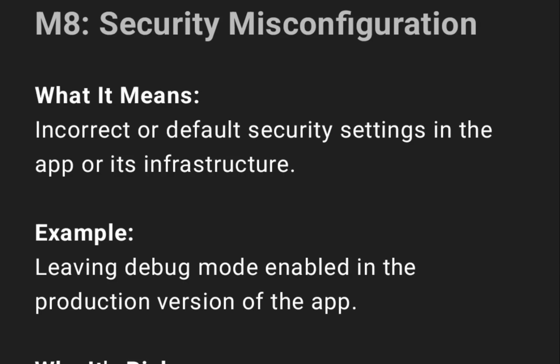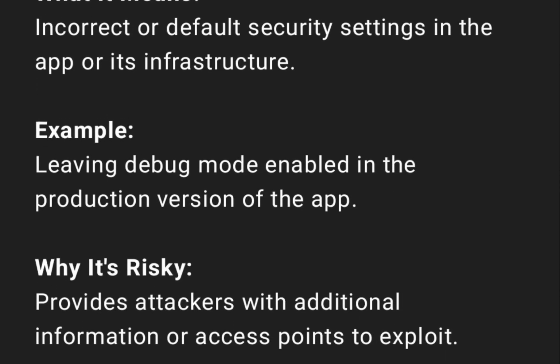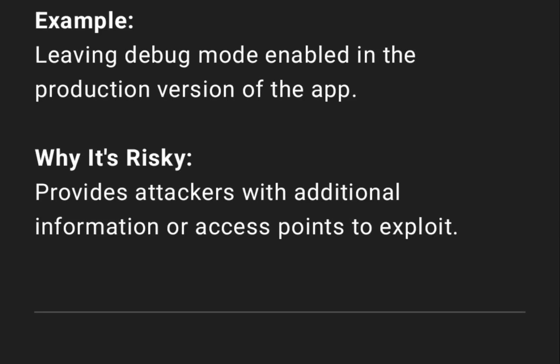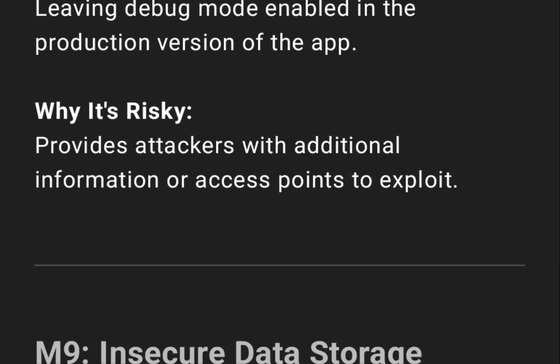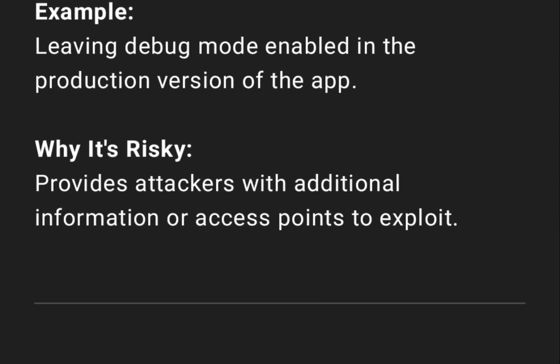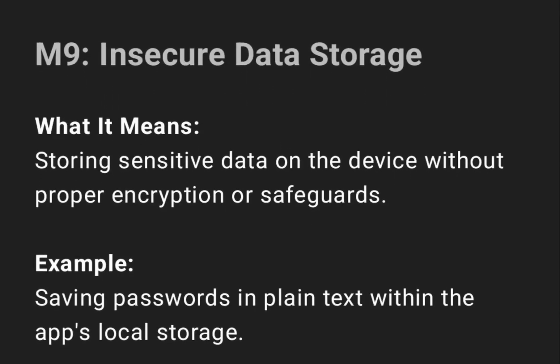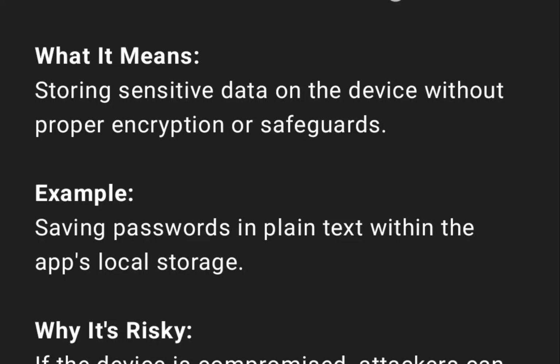Obviously we know, it means incorrect or default security settings within the applications or their infrastructure. An example is leaving debug mode enabled in the production version of the application. And why it is risky is, it provides attackers with additional information or access points to exploit. Okay. And the next risk is insecure data storage.